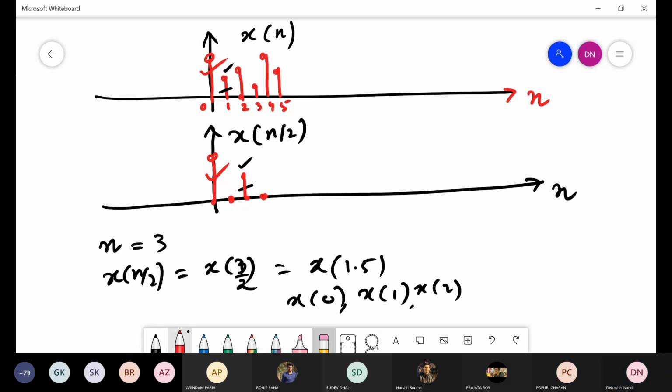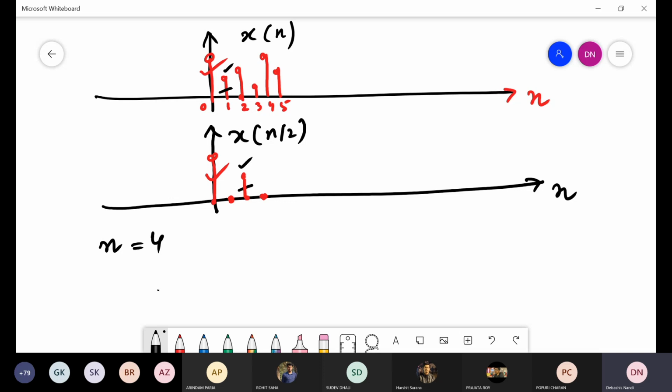Now, for n equal to 4, x[n/2] will be equal to x[2]. Now, you know what is the value of x[2]? x[2] is this one. So at n equal to 4, this sample value will appear here. I am putting this mark to indicate this sample and this sample are the same. Next sample value will be 0, and then this sample will appear here. Then again 0, then again you will get this sample value here. And then again 0, then again you will get this sample value here.